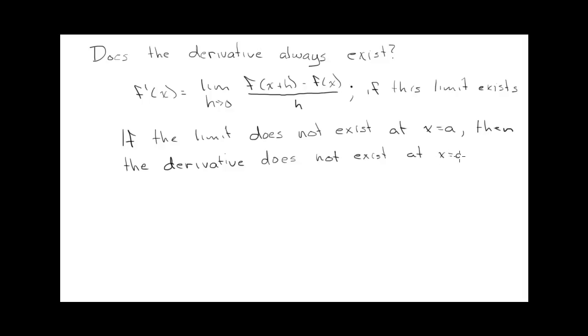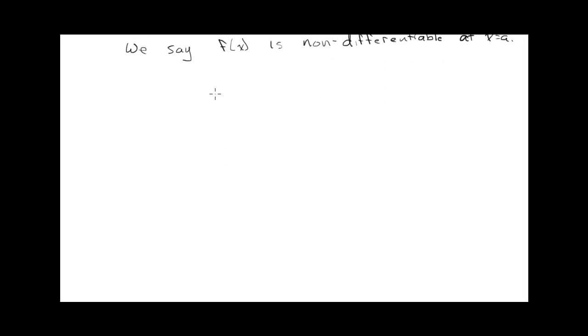And in that case, we have a special name for that. So we say f at x is non-differentiable. Differentiable just means, can you take the derivative? You can't take the derivative if the limit does not exist. If this limit does exist, then we say it is differentiable. So that gives us the answer to this question. The easy answer is no. The derivative does not always exist.